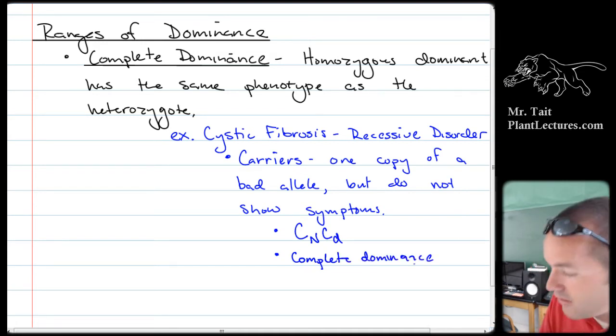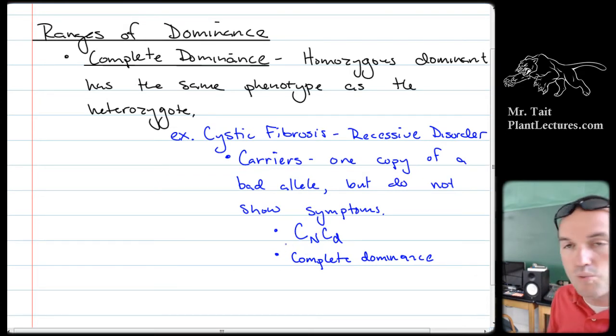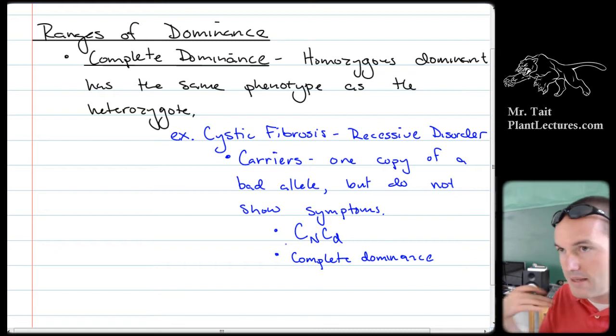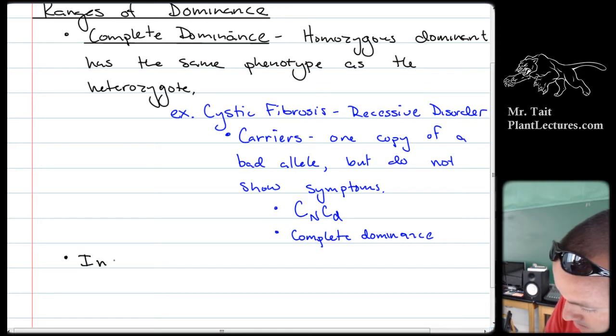You cannot tell the difference between a person who has 2 copies of the normal allele and a person who has 1 copy of the normal allele. They're exhibiting the exact same phenotype. Okay? There's also something that's called incomplete dominance.